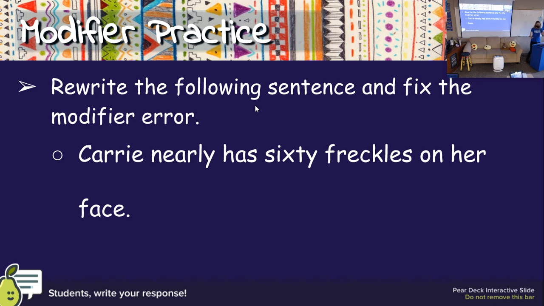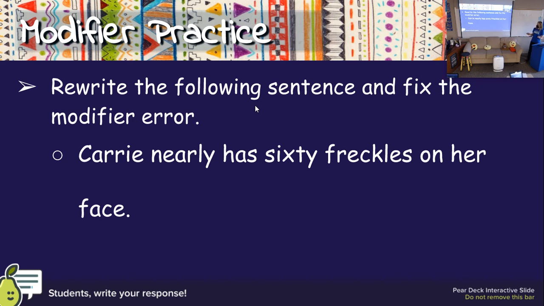Okay, so the way that the sentence is written now, Carrie nearly has 60 freckles on her face. It's like she almost has freckles, but she doesn't quite have any freckles at all. Right? Well, that doesn't really make a whole lot of sense. So all you guys have to do is move one word here. Tate, which word are we moving and where are we moving it to?